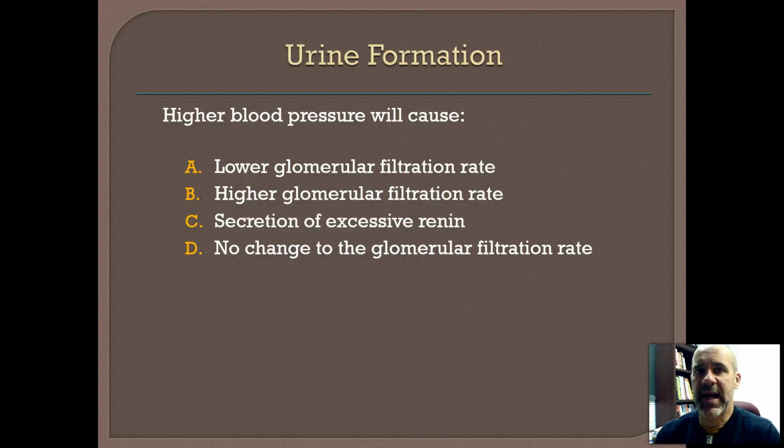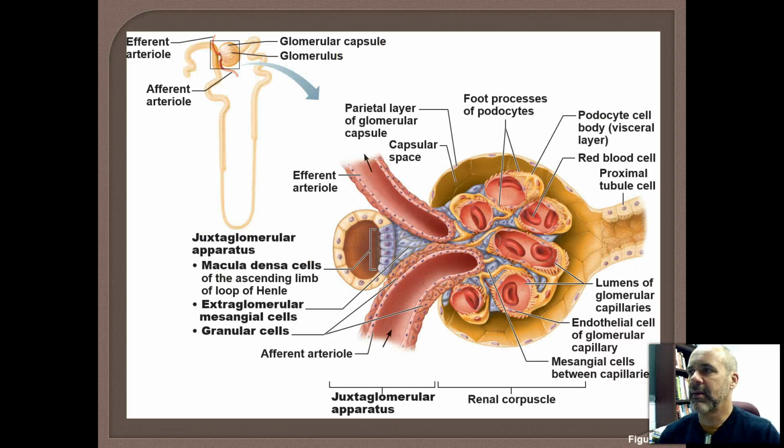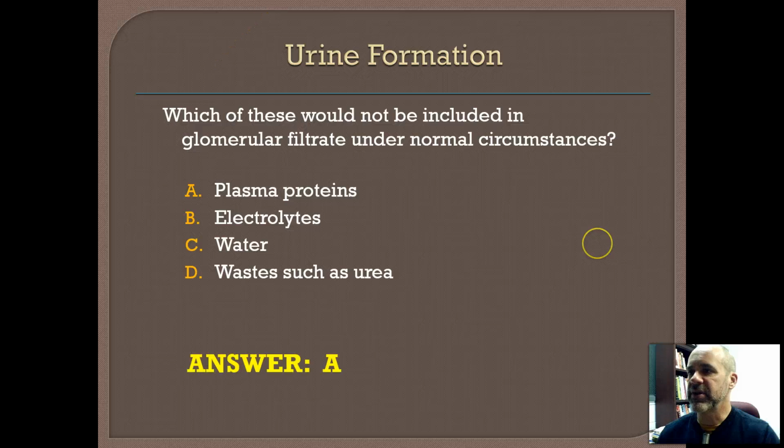If your blood pressure is higher, so if we go back and look at our diagram over here, blood's coming in through the afferent arteriole, comes into the glomerulus. So the hydrostatic pressure, that blood pressure, is the main force that's squeezing fluid out of the glomerulus and into the surrounding Bowman's capsule. So if your blood pressure is higher, it's going to cause more fluid to be squeezed out. So higher blood pressure will actually increase your glomerular filtration rate.